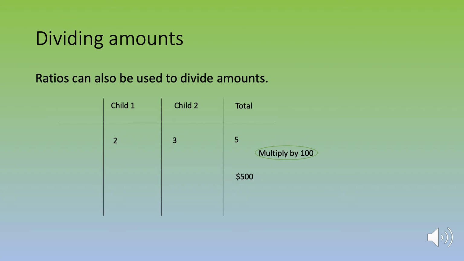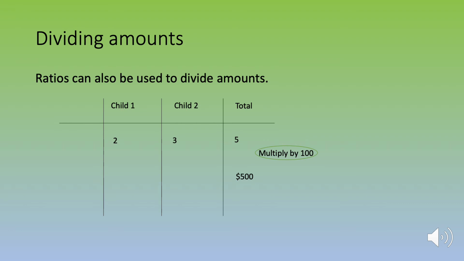Make sure you draw out the column. In the question it says that there are two children, so you have to write down the name of the two children. In this case, child 1 and child 2. And in the last column you have to write down total. Add together the two ratios, in this case 2 and 3, and this gives you an answer of 5. And then line up your digits. In the question it says the total is $500.